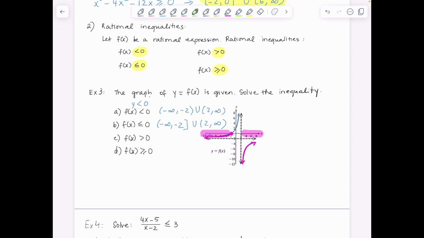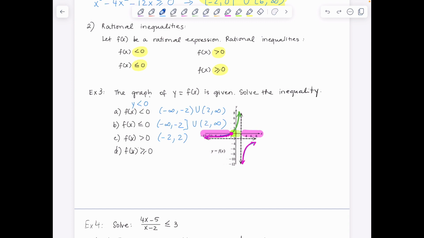Next, we have f of x is greater than 0. That would be anything that is above the x-axis, and I only see this piece. And in that piece, let's see where x travels. It goes from, looks like, negative 2 all the way to 2. So we're going to write negative 2 to 2 and don't include those values. Especially don't include 2 because you can see there's a vertical asymptote there where the graph will never cross that vertical asymptote. So it will never cross this line here. So x can never be equal to 2.